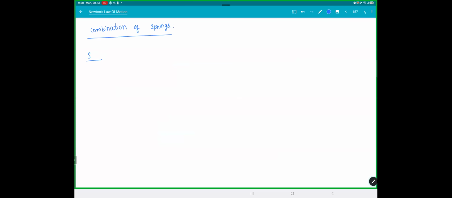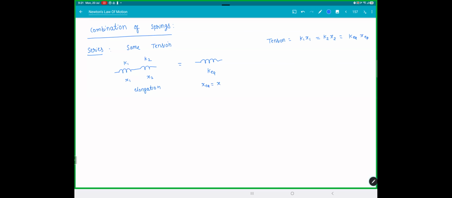So if you keep two springs, K1 and K2, they will have X1 and X2, they'll have different elongation, but their tension will be same because both are connected to the same joint there. And you want to replace this with one spring. We call this thing K equivalent, just like resistance. So here the tension in the spring is K1 X1 is equal to K2 X2 is equal to K equivalent X equivalent. Means you're saying this one spring should stretch the same amount as these two springs. If you solve this, you will get 1 by K equivalent is 1 by K1 plus 1 by K2. They will act like opposite of resistors.